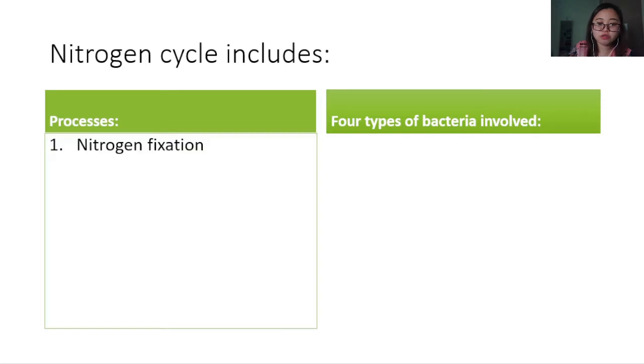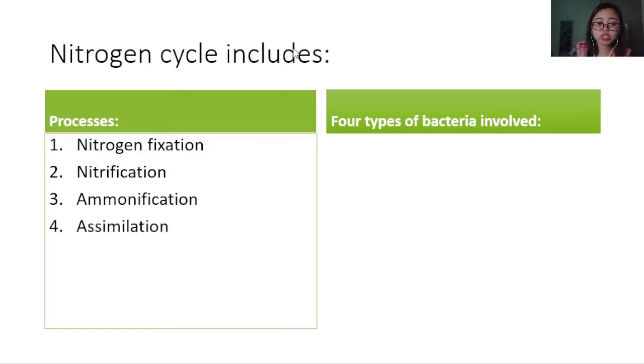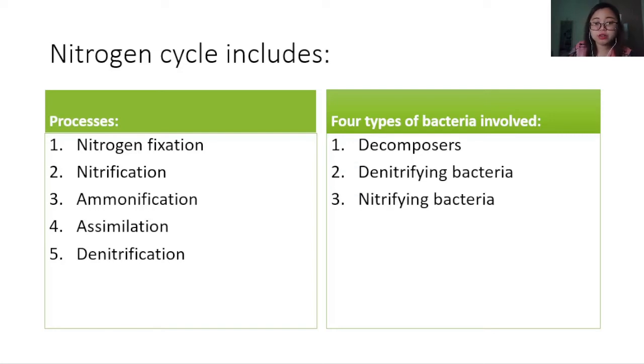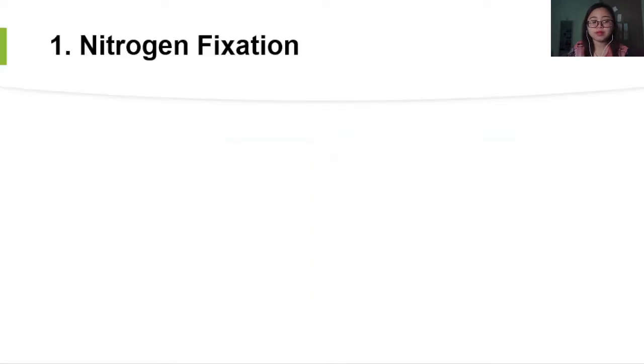The processes involved are nitrogen fixation, nitrification, ammonification, assimilation, and denitrification. The 4 types of bacteria involved in the nitrogen cycle are, first of all, decomposers, denitrifying bacteria, nitrifying bacteria, and nitrogen-fixing bacteria. We'll talk about each of those processes now.